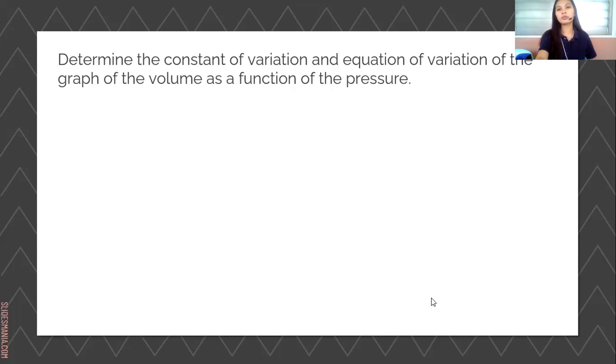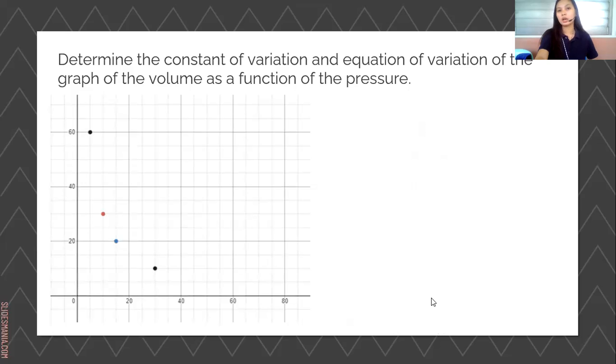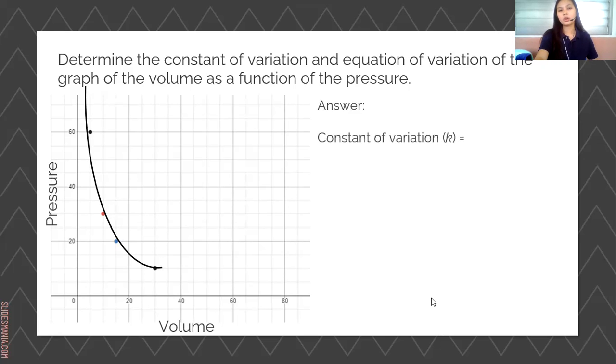Determine the constant of variation and equation of variation of the graph of the volume as a function of the pressure. So, meron akong given graph dyan, and then constant of variation ko po, 6 and 50. So, saan po nanggaling si 6 and 50? Kumuha lang din po ako. Okay? Kuha lang kayo ng isang point dyan na gusto ninyo.